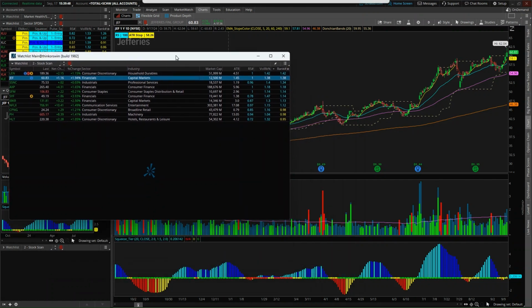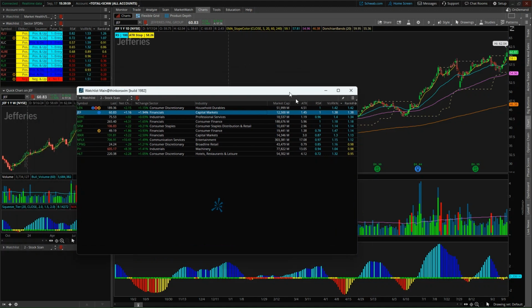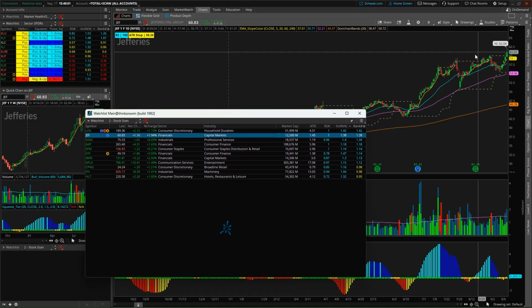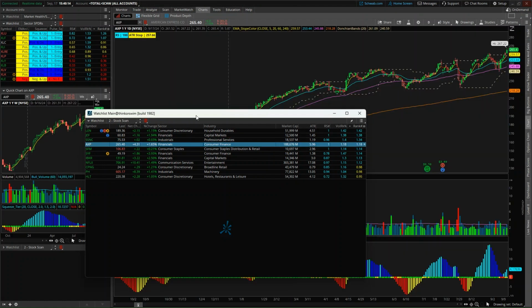JEF, Jefferies Financial Group. Financials have been on a nice tear. Pretty big pullback here, and then about 5 consecutive days of upward momentum. I'm not seeing a really good setup there. I see some pretty big high upper wicks, so I'd pass on that. SSNC, industrials, consolidation period here. Looks like a new 52-week high, so that looks like a good setup. AXP, American Express, again, a pretty strong run up, some higher upper wicks. I wouldn't necessarily look for an entry right here, but if it consolidates for a couple days, that might be a good one.